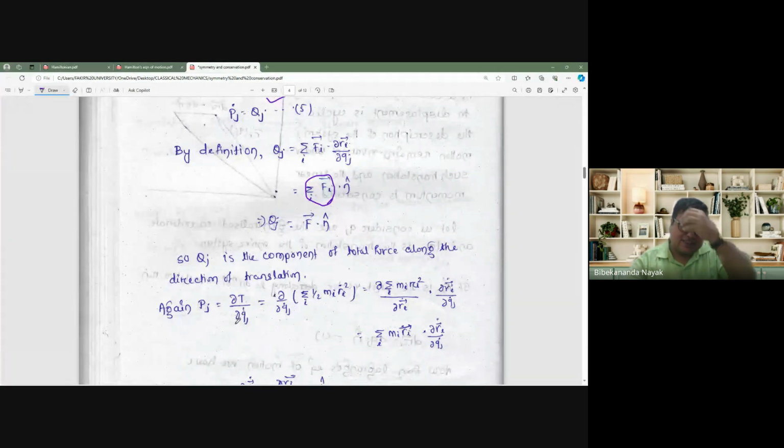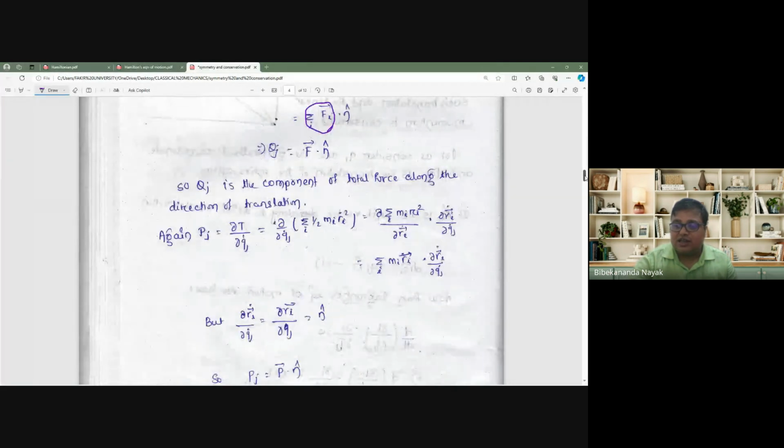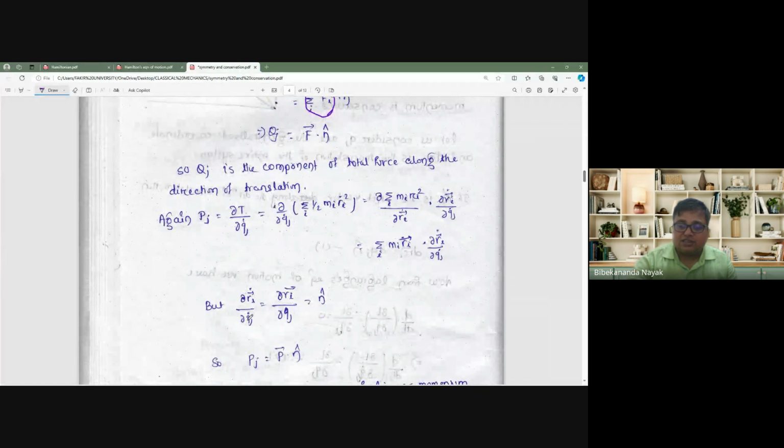Again, for Pj, which is ∂T/∂Qj dot: the kinetic energy is half Mi Ri dot squared for a particle, so for the total system it is the sum over i of half Mi Ri dot squared. Taking its derivative, we apply the chain rule, getting ∂Ri dot by ∂Qj dot. But ∂Ri dot by ∂Qj dot is the same as ∂Ri by ∂Qj, and we already know that ∂Ri by ∂Qj is equal to n cap. So this quantity is n cap.